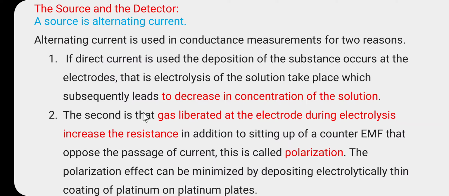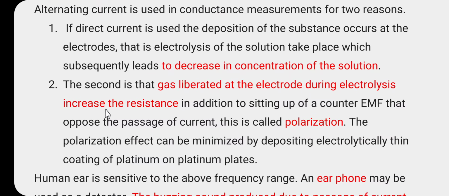Then the second reason is that the gas liberated at the electrode during the electrolysis increases the resistance, in addition to setting up a counter EMF that opposes the passage of the current. This is called polarization. So because of the gas liberated at the electrode, polarization may take place. The polarization effect can be minimized by depositing electrolytically a thin coating of platinum on the platinum plate.